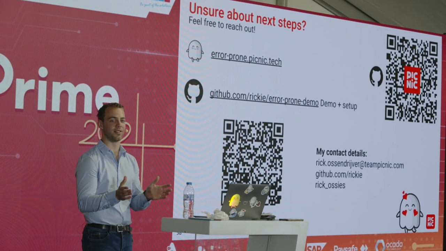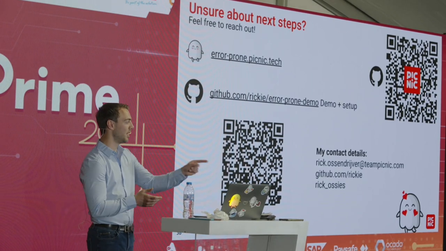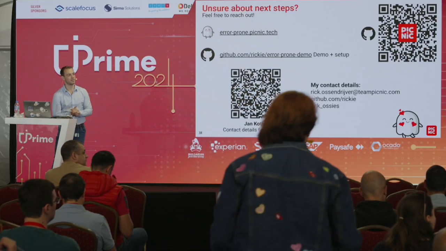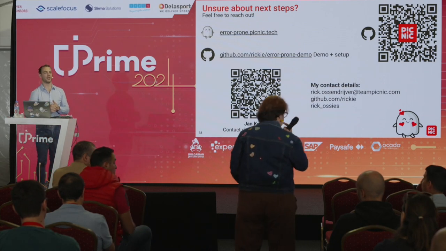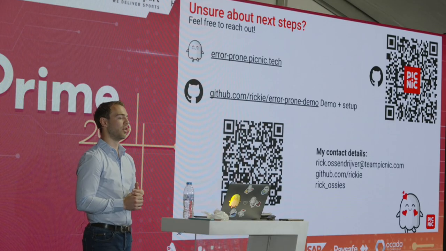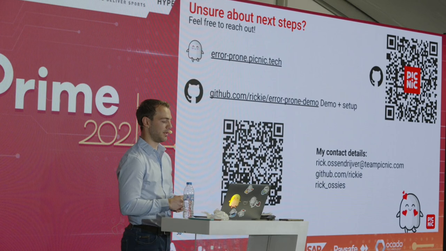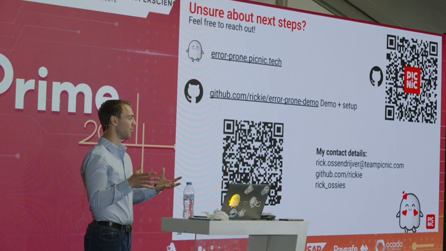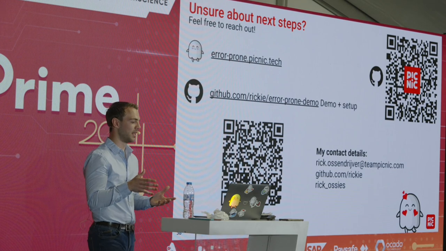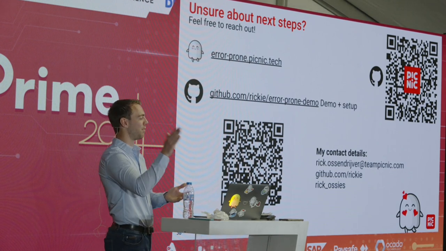Are there any questions? Yes. Do you specify a Java version when writing the rules? No. ErrorProne has a minimum version, but you can write them for basically Java 11 plus.